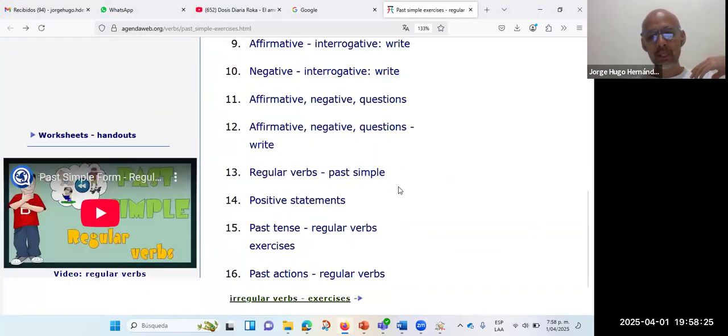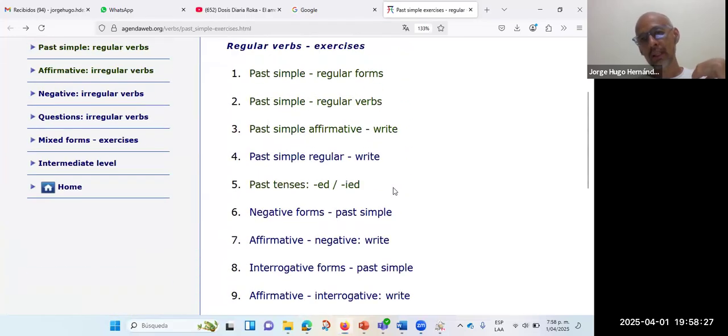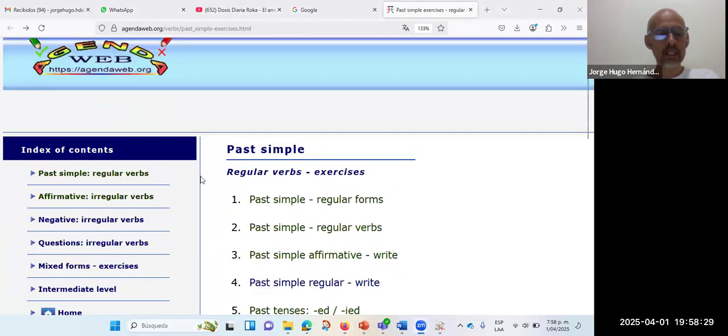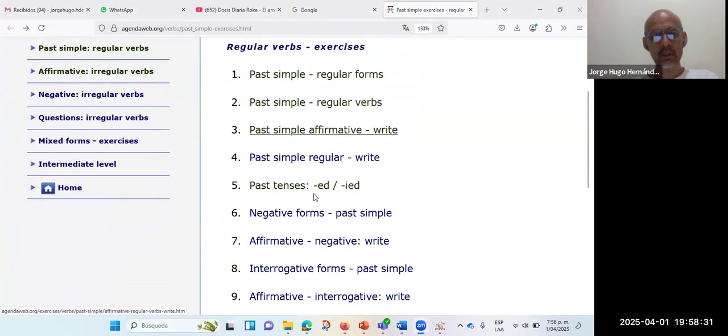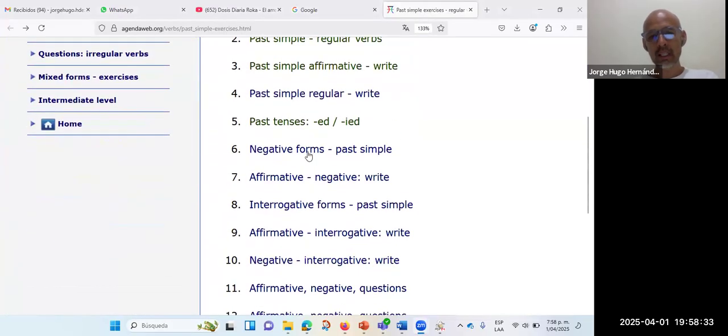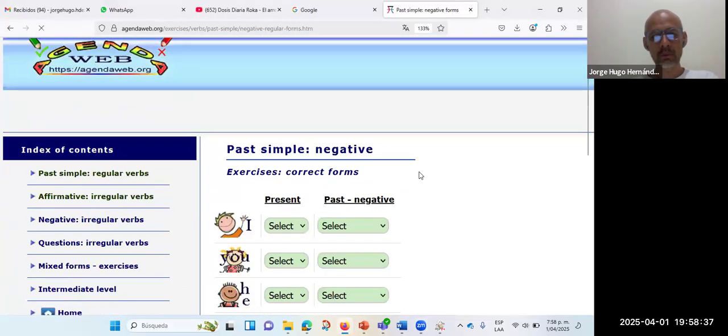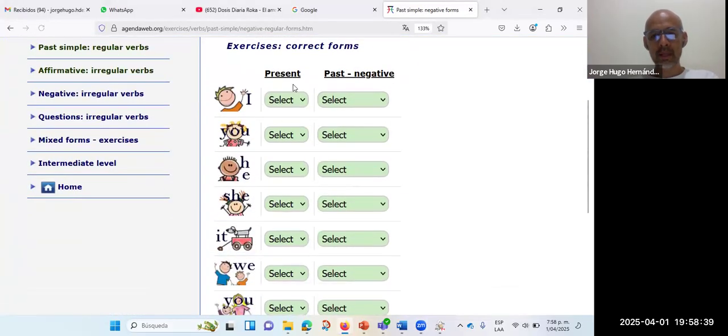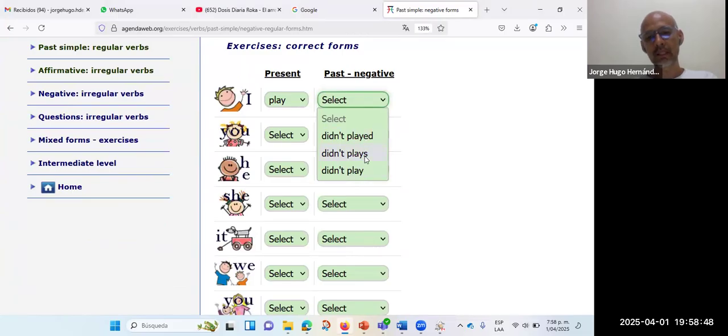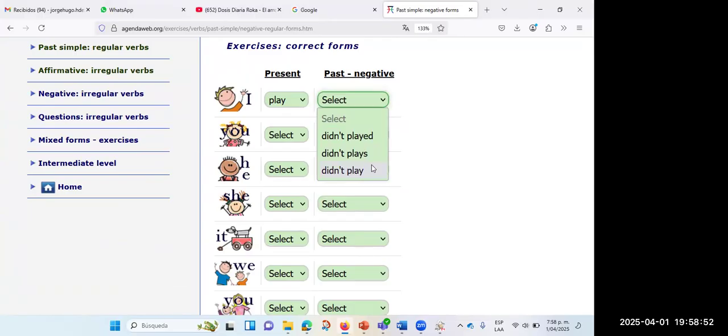Ahora, como le digo, ejercicios en la plataforma del curso tenemos, o en estos links donde yo les comparto, hay muchos ejercicios. Mire, por ejemplo, acá, negative forms, past simple. Present, el verbo es play, I played. Past negative, didn't play. What is the correct one? Didn't play, didn't place, or didn't play? A, B, or C? Sí.